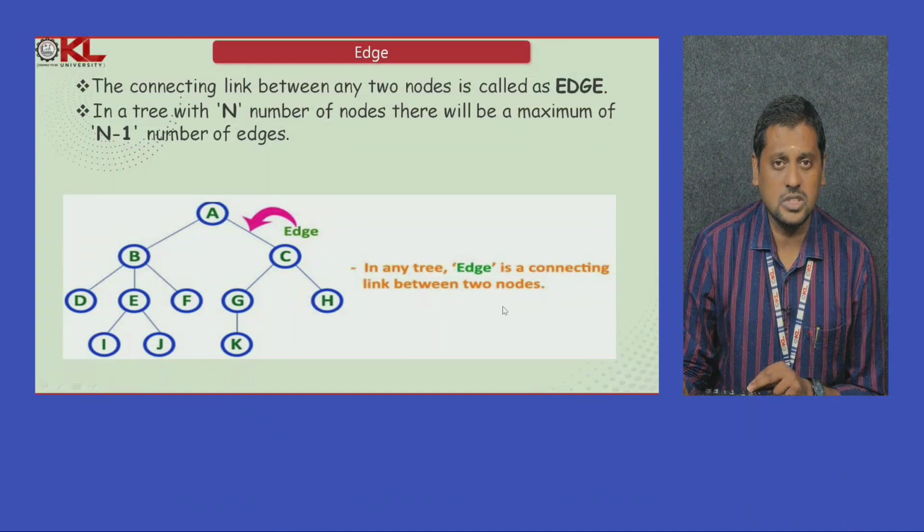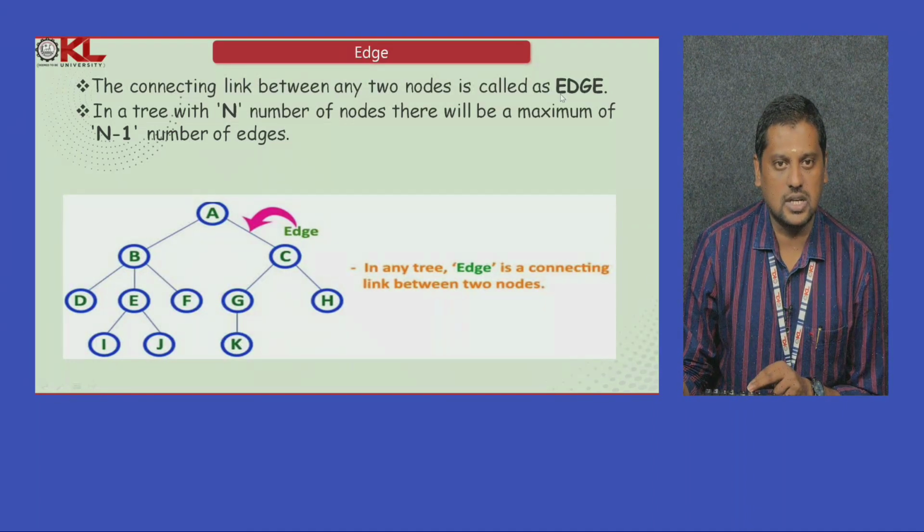The next terminology is edge. As I told you before, each and every node is connected only by using edges. In this example, the connecting link between any two nodes is called as an edge. Here A and C are nodes which are connected by a line which is known as edge. There cannot be any node without connecting edges. That is, an edge should be there between two nodes.